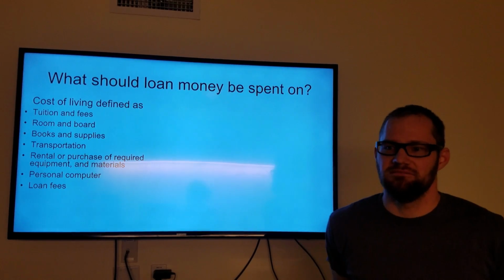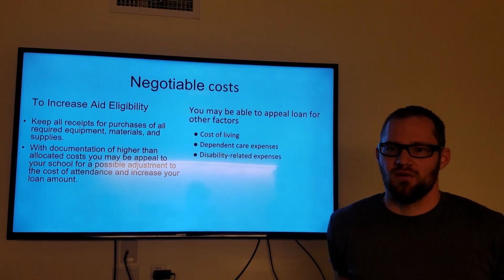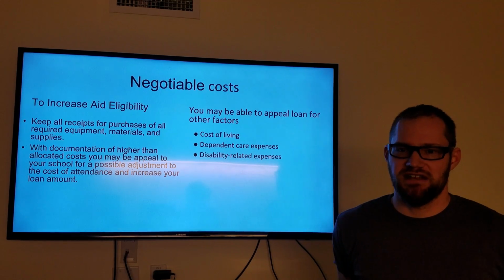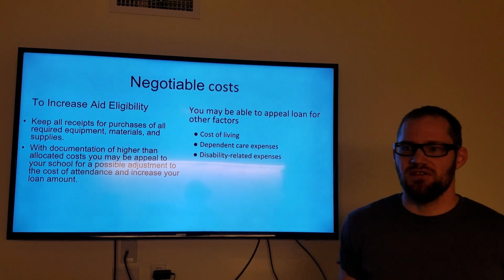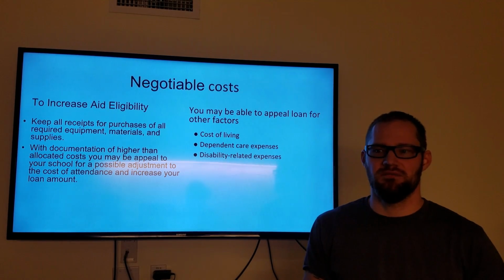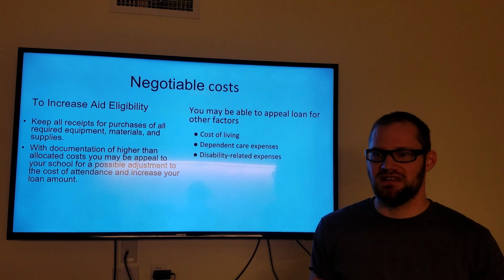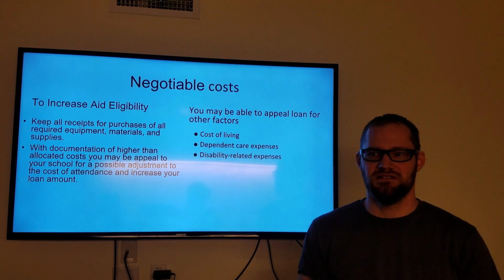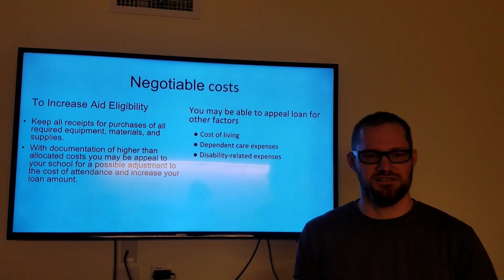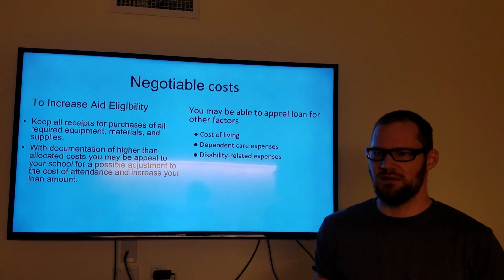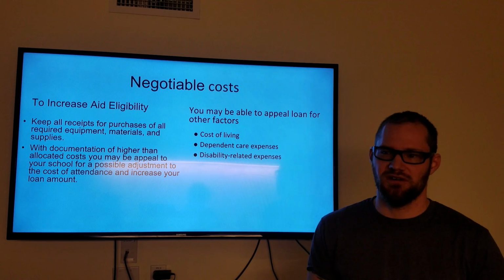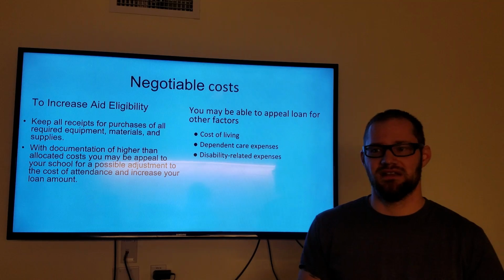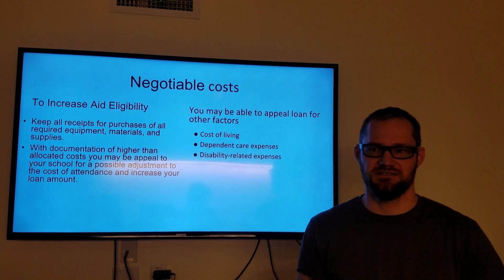Okay, next slide. What can you negotiate? The following may be negotiated through your institution. If you keep all the receipts for purchase of all required equipment, materials, and supplies, with documentation of higher than allocated costs, you may be able to appeal to your school for a possible adjustment to the cost of attendance and increase your loan amount. You may be able to appeal for your loan adjustment for other factors such as cost of living, dependent care expenses, and disability-related expenses.